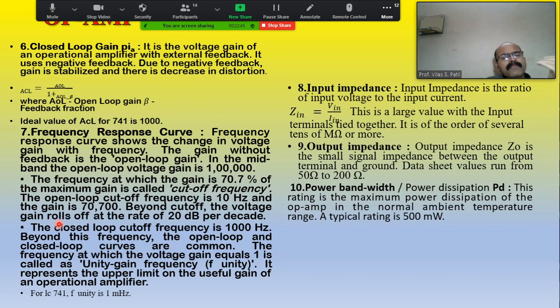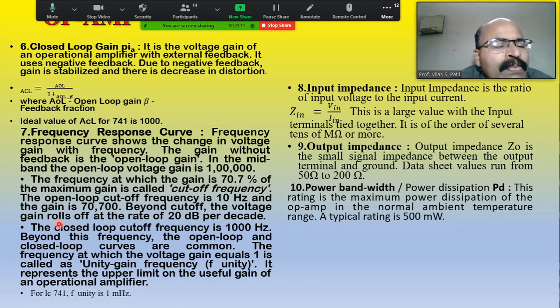See here, then there is the closed loop gain, which is the voltage gain of the operational amplifier with external feedback, not internal. It uses negative feedback. Due to the negative feedback the gain is stabilized, and there is a decrease in the distortion.